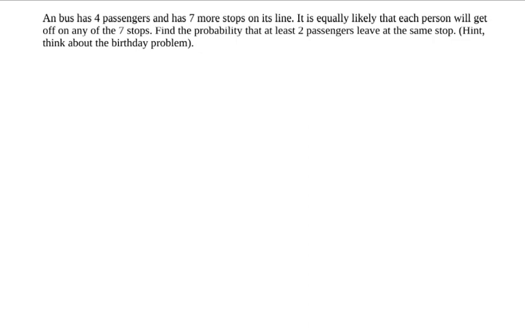A bus has 4 passengers and 7 more stops in its line. It is equally likely that each person will get off at any of the 7 stops. Find the probability that at least 2 passengers have the same stop. And I gave you a little hint here. Think about the birthday problem.